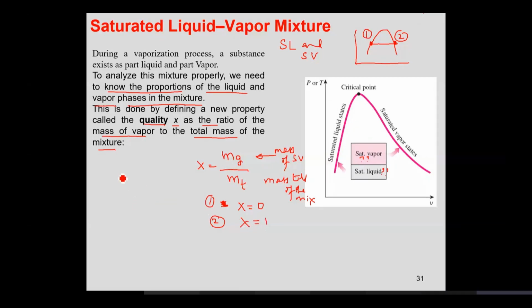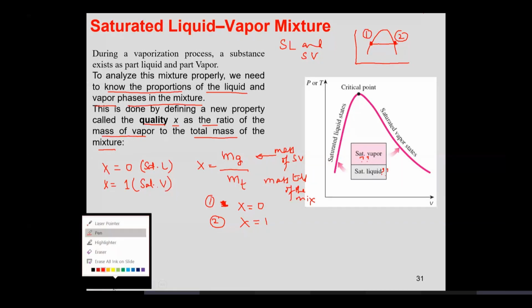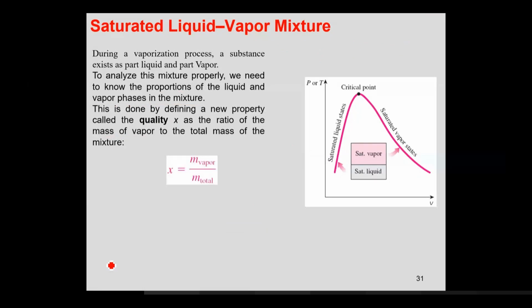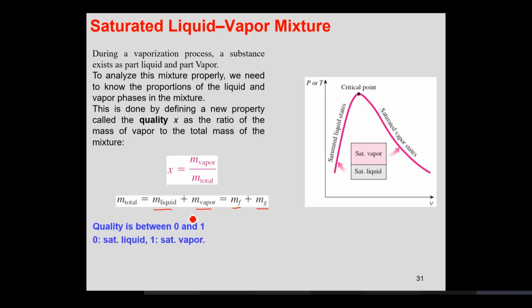So now you know that the minimum value of x, which is quality, is 0, which represents saturated liquid, and the maximum value of x is 1, which represents saturated vapor. Again, it is the mass of vapor divided by the total mass, and the total mass is the mass of liquid, represented by mf for saturated liquid, plus mg for saturated vapor. Quality is between 0 and 1, 0 for saturated liquid and 1 for saturated vapor.